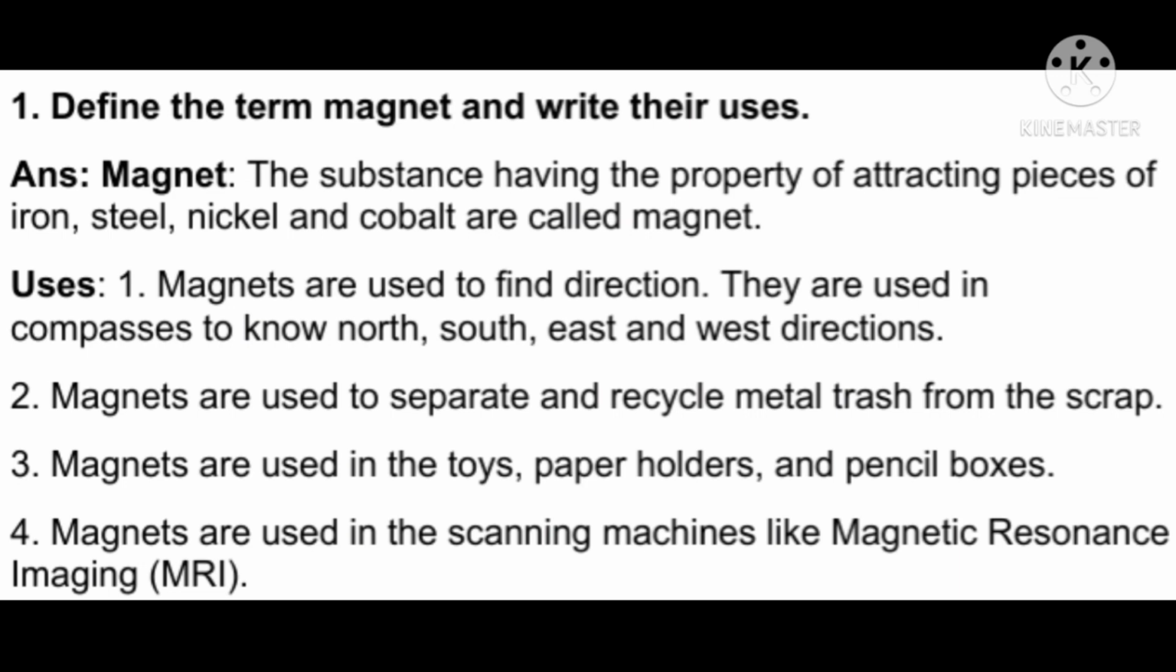Uses of magnet. Magnets are used to find direction. In which device? In a compass device. They are used in a compass to know the north, south, east and west directions. Magnets are used to separate and recycle metal trash from the scrap. Magnets are used in toys, paper holders and pencil boxes. Magnets are used in scanning machines like magnetic resonance imaging, that means MRI.